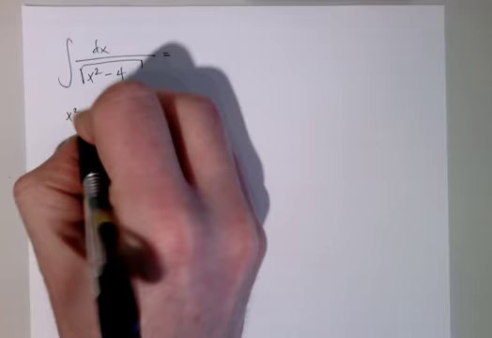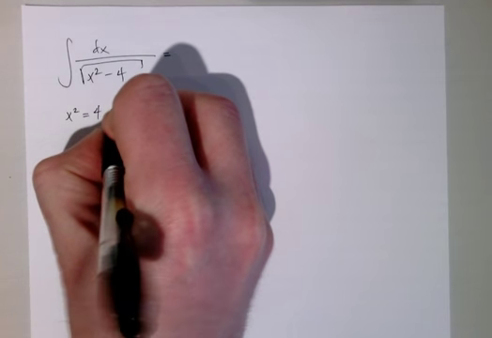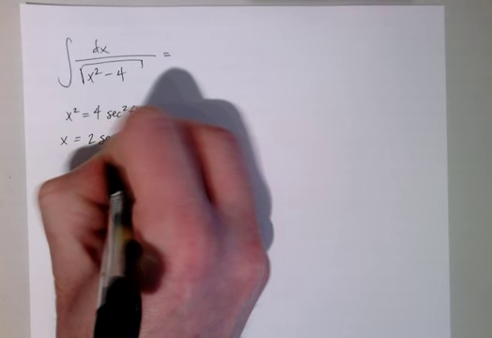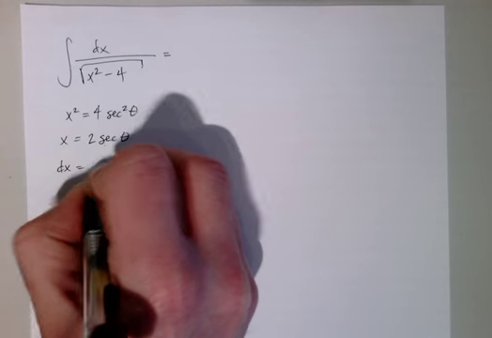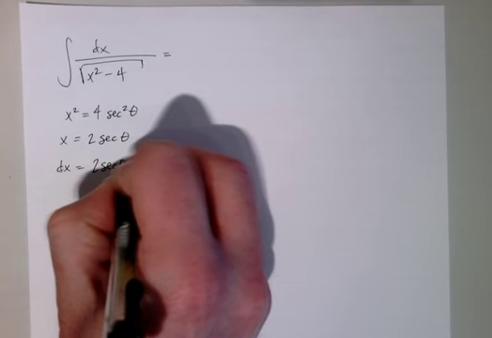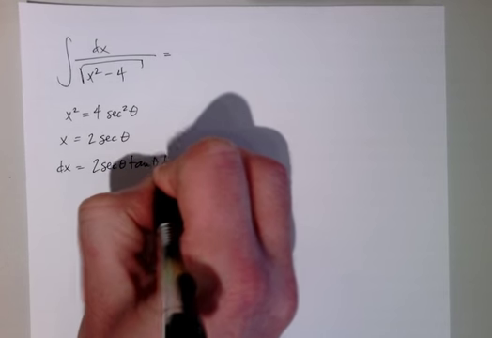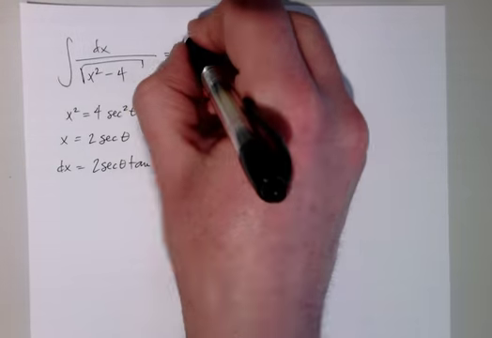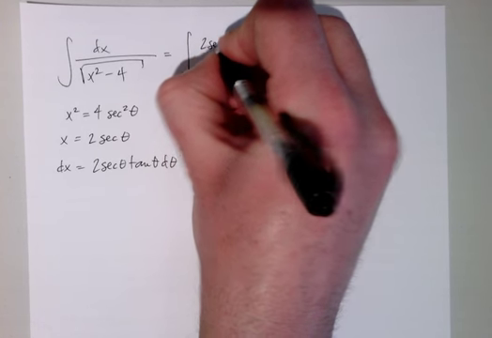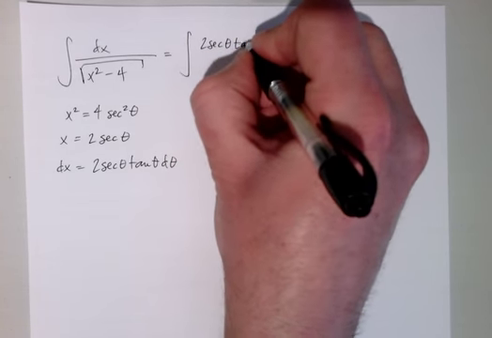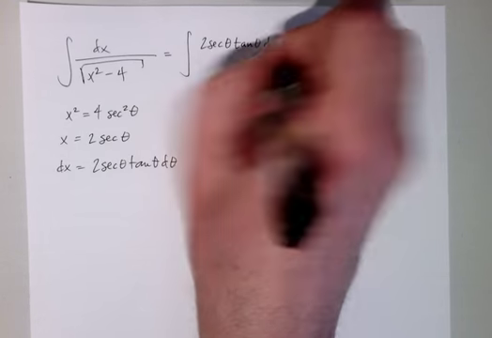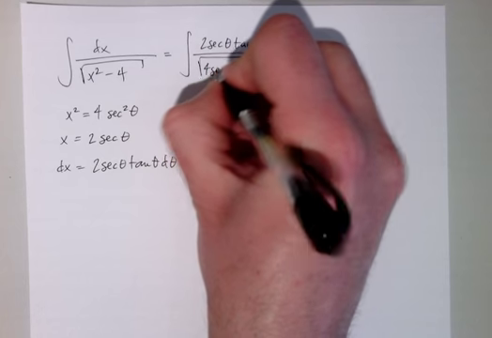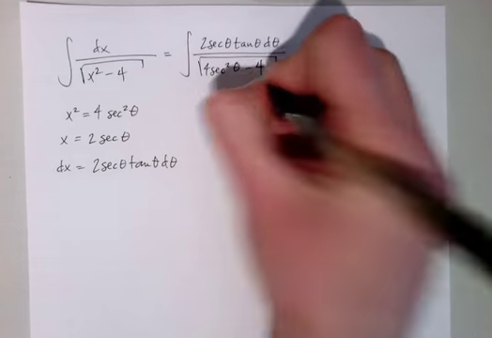I need x squared equal to 4 secant squared theta because x is equal to 2 secant theta. I know that dx is equal to 2 secant theta tangent theta d theta, and that gives me everything that I need at present in order to go ahead and substitute in. Let's do that dx in the numerator first, and then we'll sub in down here, and we're going to get 4 secant squared theta minus 4.